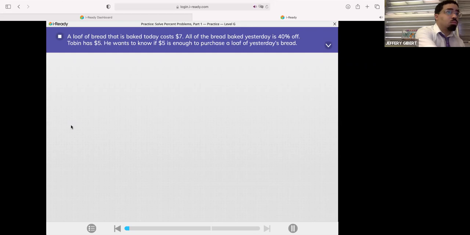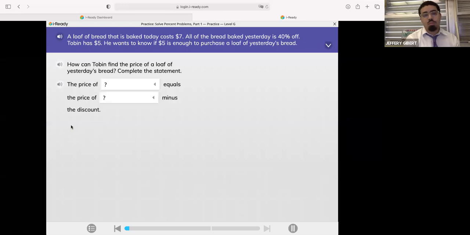Tobin has $5. He wants to know if $5 is enough to purchase a loaf of yesterday's bread. How can Tobin find the price of a loaf of yesterday's bread?